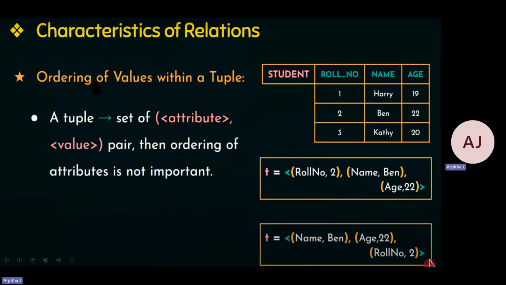That is, t is nothing but the tuple for that particular roll number, comma, 2. You are entering the value here. So roll number, then 2, then name, then age, 22. This is one way you can enter. Can you see the next example? How are you entering? First you are entering name, then the age, then the roll number. So this is one more way of entering the data into the relation.